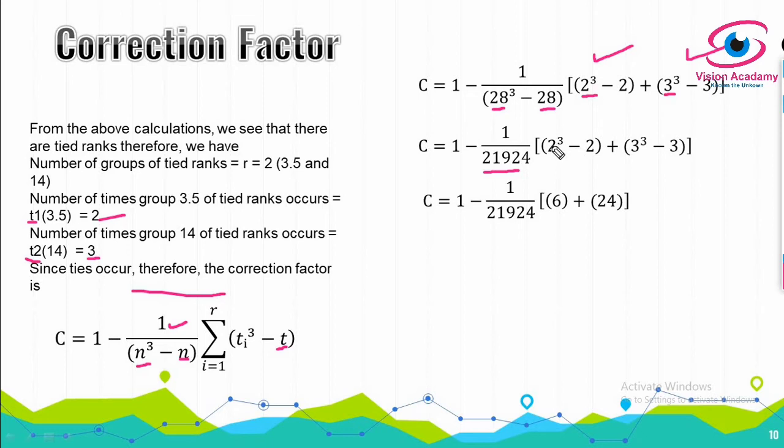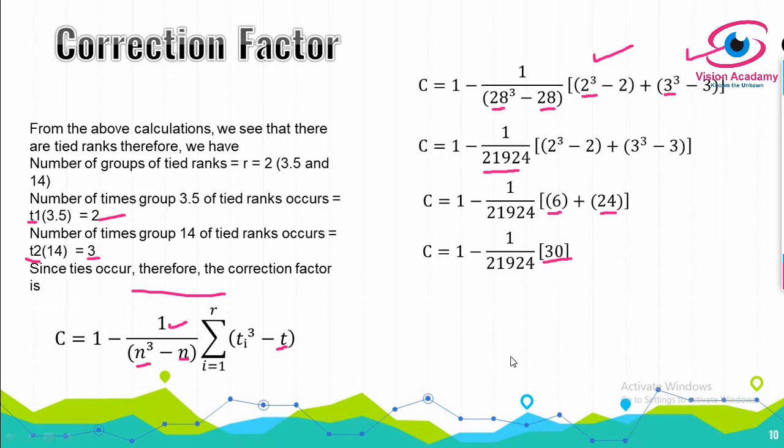So 2 cube, 2 into 2 into 2, 8, minus 2, 6, and plus 3 cube, 3 into 3 into 3, that is 27 minus 3, 24. So I will take this to the next step. Next simplification: 6 plus 24 will be 30.